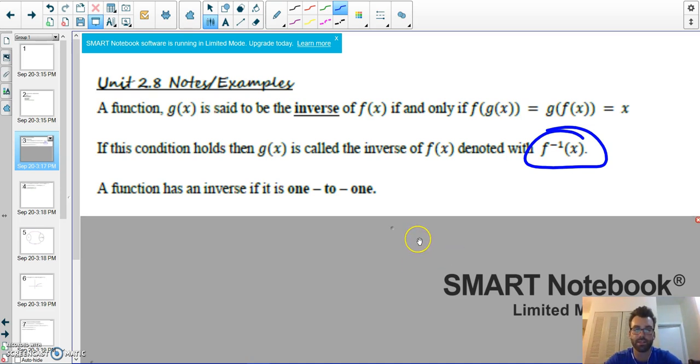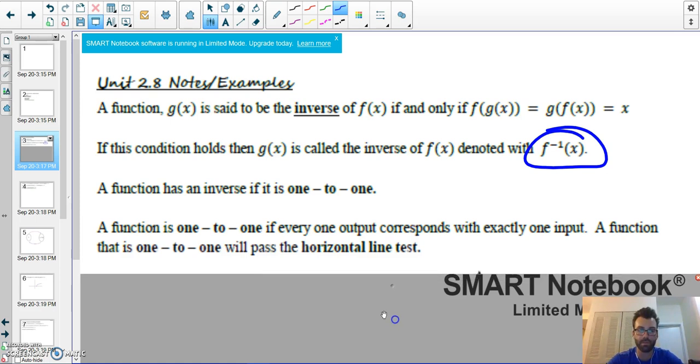A function has an inverse if it is one-to-one. So what does that mean? Being one-to-one means one in and one out. A function is one-to-one if every output corresponds with exactly one input. First of all, it has to be a function. We know what a function is: it has to pass the vertical line test, so every input has exactly one output.